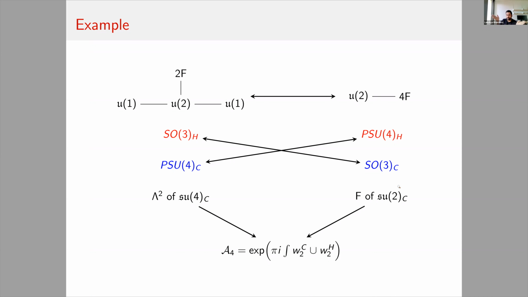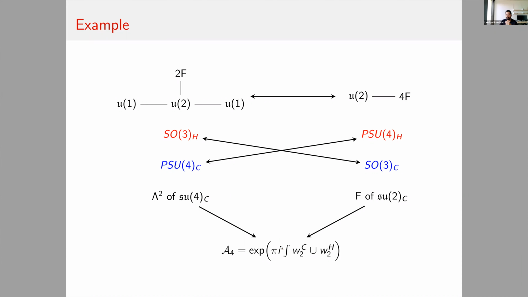Now, I claim that both the anomalies associated to both of these are exactly the same. And the anomaly takes the following expression. It can be given an expression in terms of an anomaly theory, which is written in terms of some characteristic classes associated to the PSU4 and SO3. So they match up to the interchange of Coulomb and Higgs, of course.